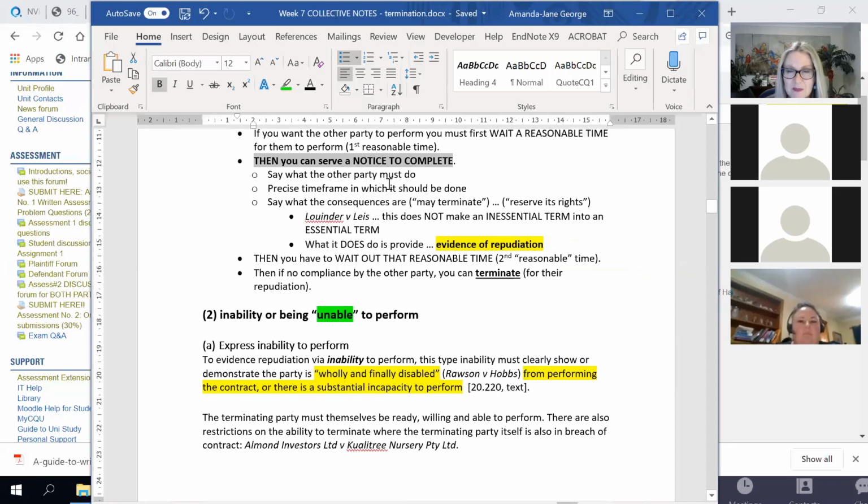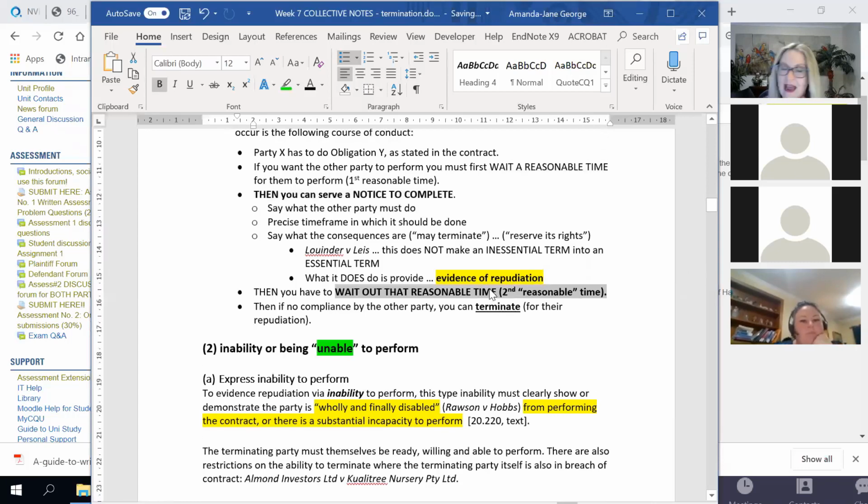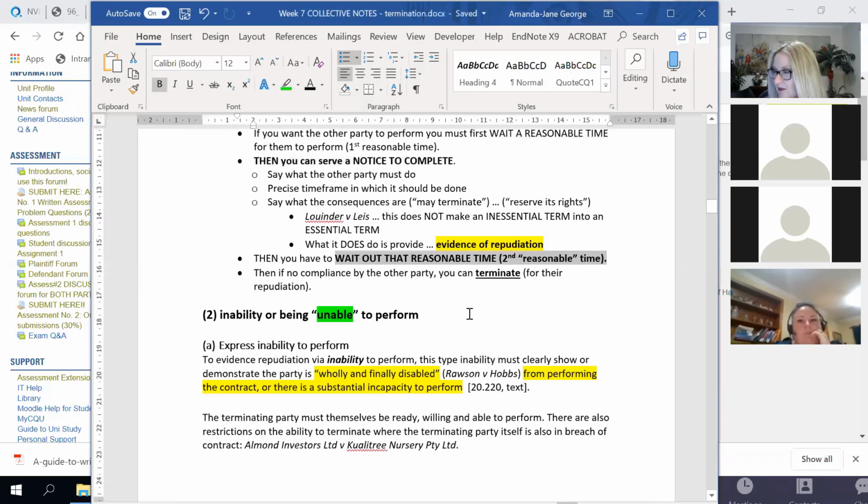After that notice has been served and after that date in your notice has elapsed, you have to wait that reasonable time until that date has elapsed. And then if there's no compliance, you can terminate. Now, interestingly, think back to contract A. We probably won't have time to skip on to Hammer and Barrow, but we can if you wish. I'll just finish my thought here.